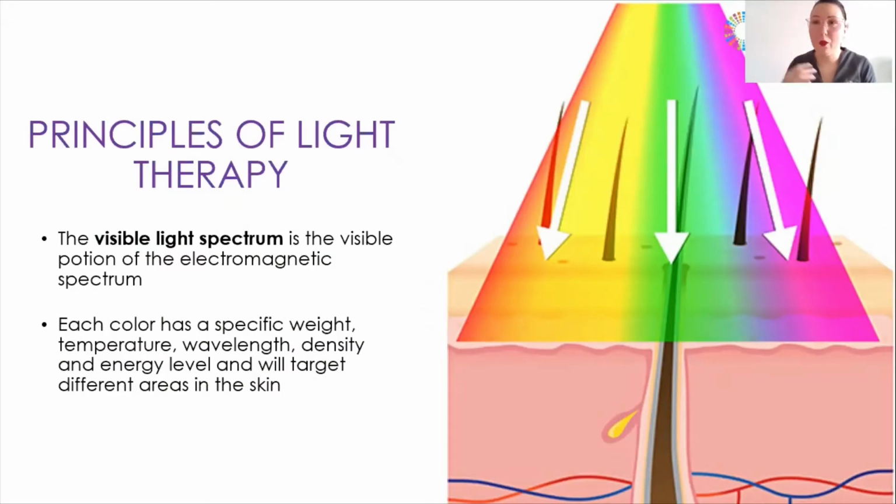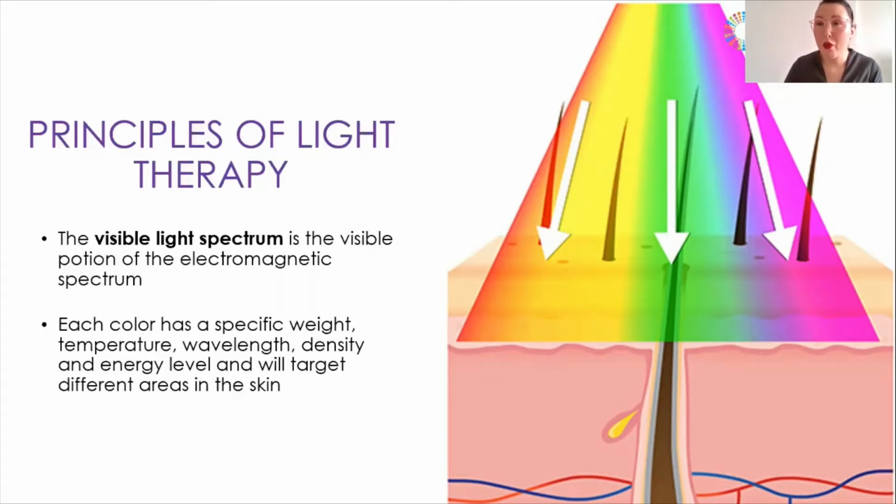When we are working with IPLs, with lasers, with LEDs, most of the time we are working with the visible light spectrum, and this is the visible portion of the electromagnetic spectrum. Now, every color has a specific nanometer correlation, so it has a specific wavelength that correlates. It has a different density, a different weight, a different depth that it penetrates into the skin, and it will aim generally for a different chromophore or a different target. So different colors of light react and penetrate the skin differently.